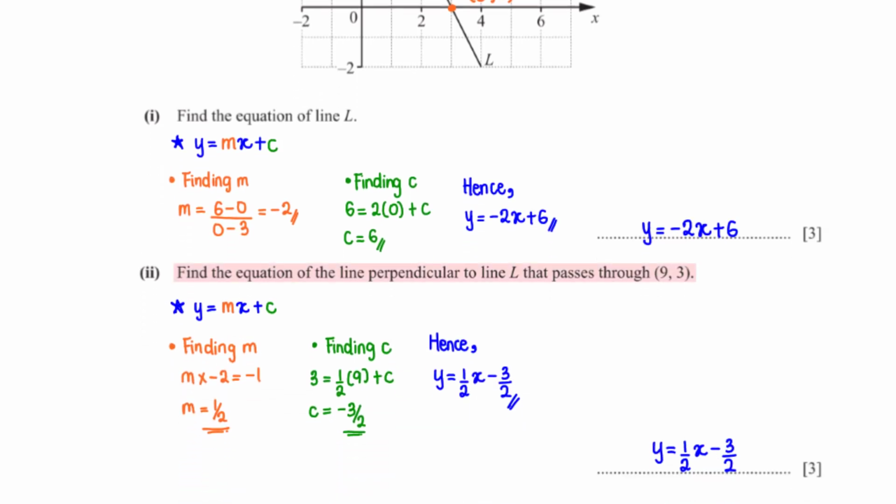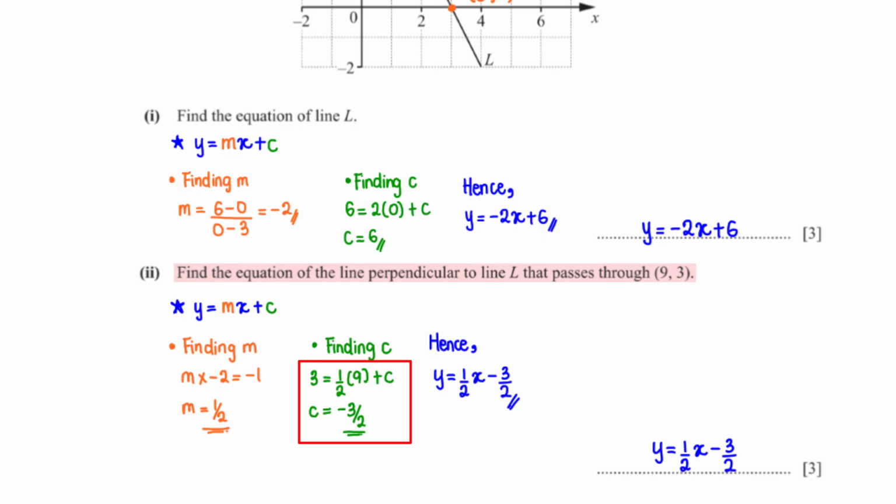Find the equation of the line perpendicular to line L that passes through (9, 3). The equation of the perpendicular line can also be expressed in the form y equals mx plus c. The product of the gradients of perpendicular lines is -1. We've already found the gradient of line L as -2, and so we get the gradient of the perpendicular line as 1 over 2.